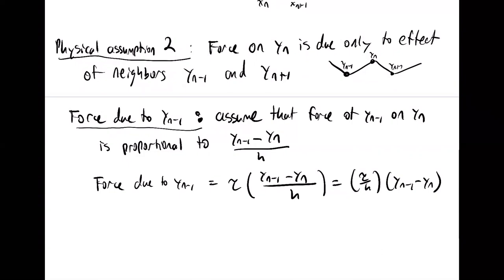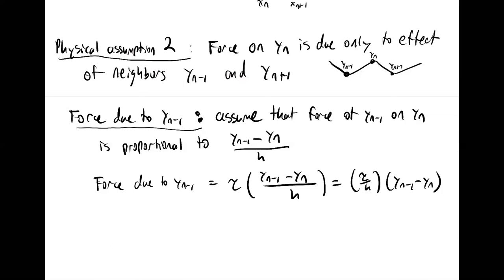If you think about this formula for a second, why is this a reasonable way to describe the force? Well, imagine h is very small. If the difference between yn minus 1 and yn is very large, you're dividing a large number by a very small number, so the ratio is going to be large. That means that if these particles are close in terms of the x coordinates, but the displacement is far apart, you would expect that one is pulling very heavily on the other. On the other hand, if the displacement yn minus 1 minus yn is relatively small, then you would expect there not to be too much force.